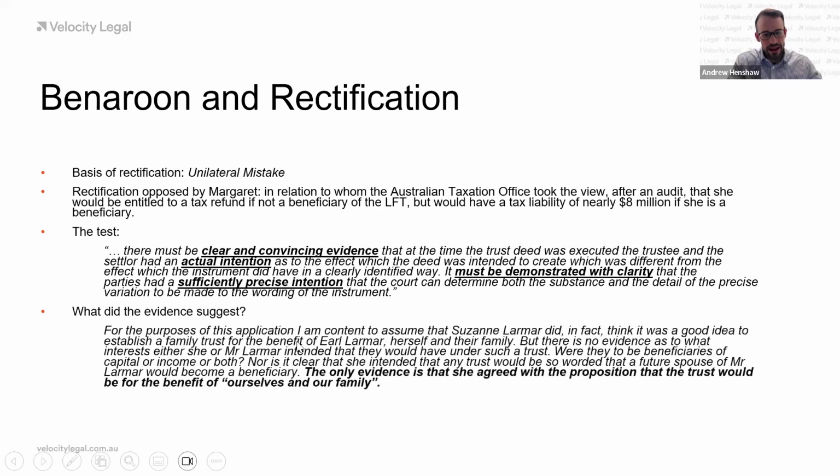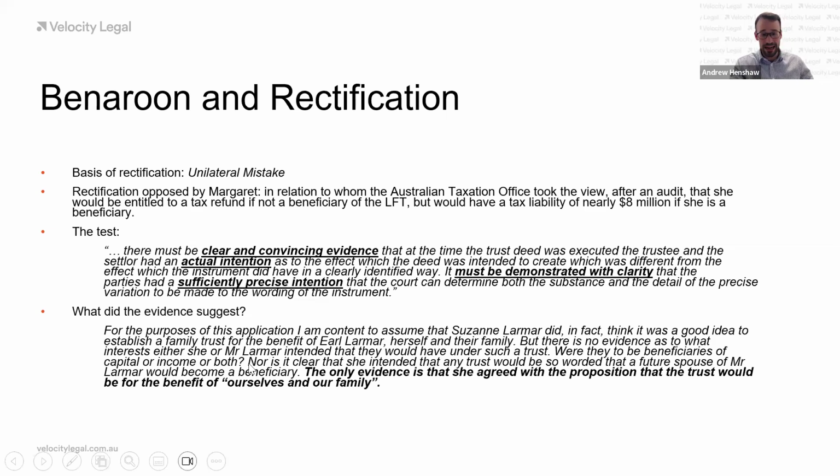And then the end of that quote essentially is that Susan, the first wife, thought it was a good idea to establish the trust to benefit her husband, herself, and the family, but there's no evidence about what interests she or her husband would actually have. Would they be capital beneficiaries? Would they be income? Who knows? And the only evidence is that it would be for the benefit of ourselves and our family, but that's such a loose statement that it's not enough to get over that pretty high bar.